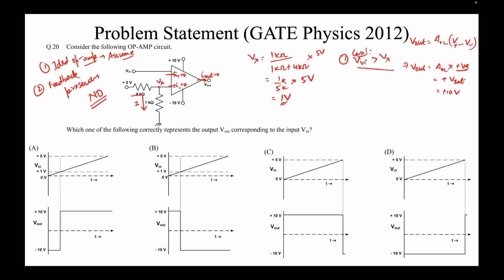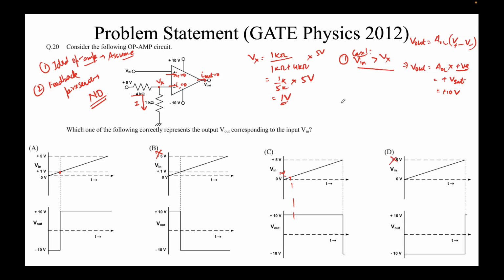So V out when Vin is greater than Vx, and we have calculated the value of Vx, which is 1 volt. So whenever Vin is higher than 1 volt, the output voltage should be 10. Now let's try to plot this. So from this point onwards, in this region, Vin is greater than 1 volt, so our output should be 10 volts. So this might be a correct option. No, this is wrong. This is not correct. This might be correct because 1 volt would be somewhere here, and this is higher from this region. This cannot be correct.